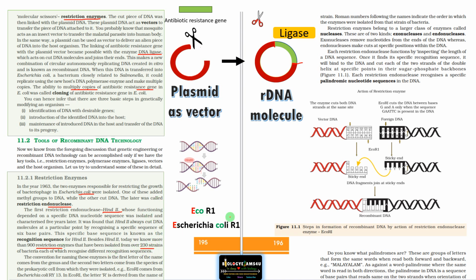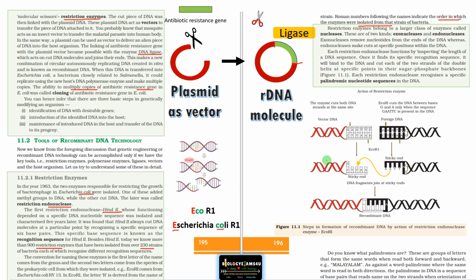Now let us see how a restriction enzyme is named. The classical example is EcoRI. As you see, it is derived from the bacterium Escherichia coli. The first letter of the genus name, E, and the first two letters of the species name, co, give Eco. R is the strain name, and the numeral indicates the order in which the enzymes were isolated from this particular strain of bacteria. So this is how EcoRI and other restriction enzymes are named.